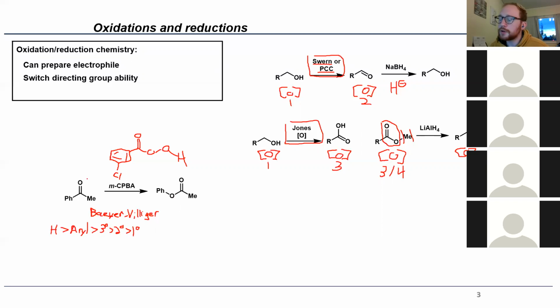And so the order of migratory aptitude in the Baeyer-Villiger reaction is hydrogen, and then our aryl groups, like benzene or any kind of substituted benzene, then tertiary centers and secondary centers, then primary centers. And so in this case, when we have a phenyl group, it falls under the aryl category, and it migrates preferentially over the methyl group.